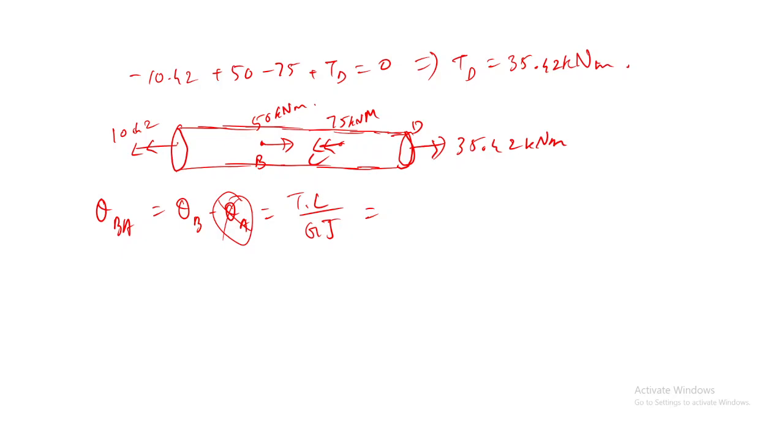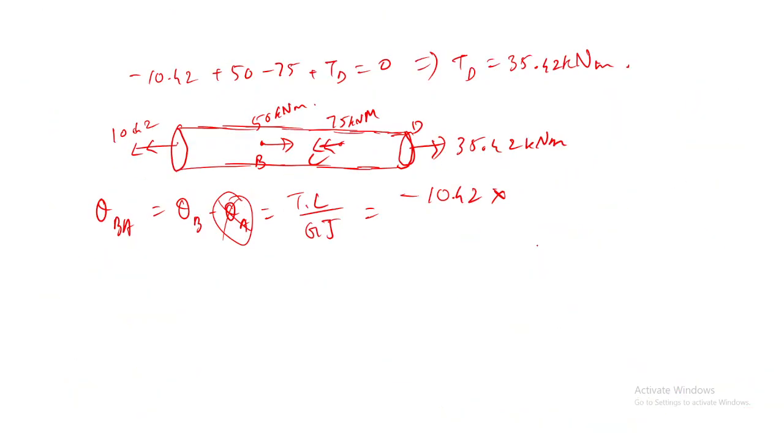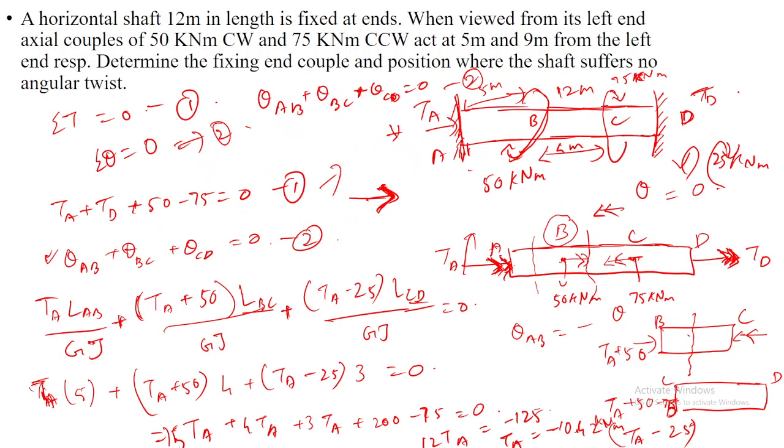So what is T here? It should be 10.42, and it is pointing away from the cross section, so it should be minus 10.42, into L, the distance here, 5 meters. So I will substitute in meters. Here it is in kilonewtons, so here I should write it as 10 to the power of 3. And in the denominator G, what is the value of G they have given?